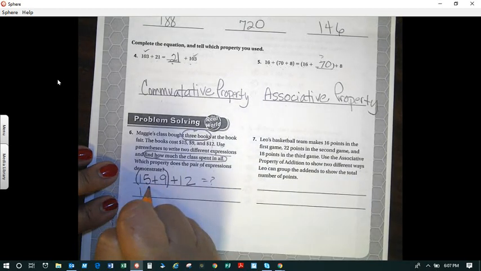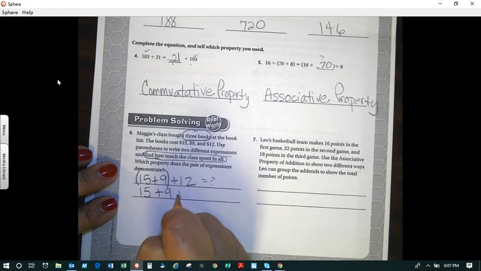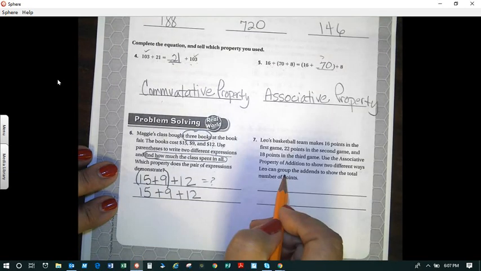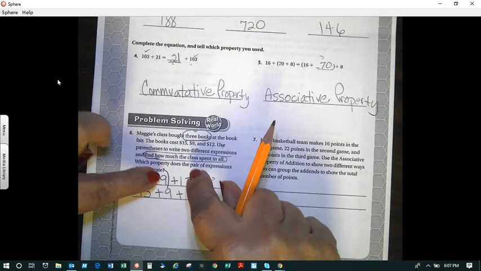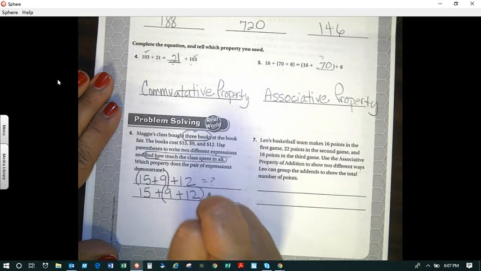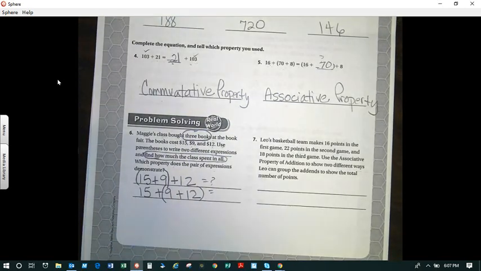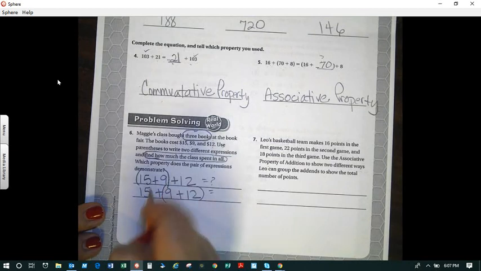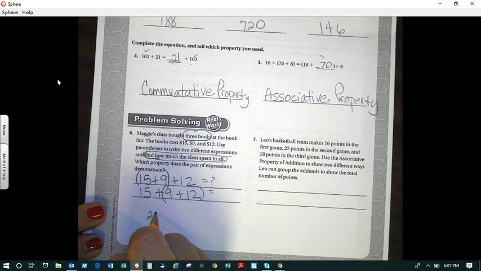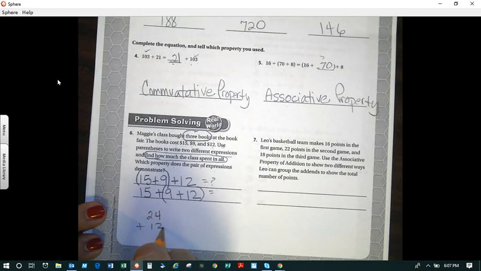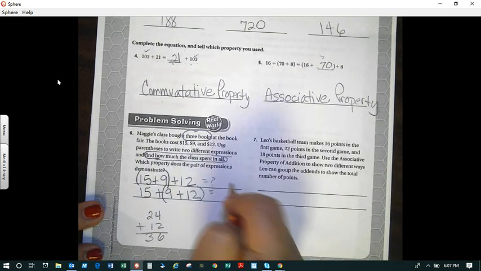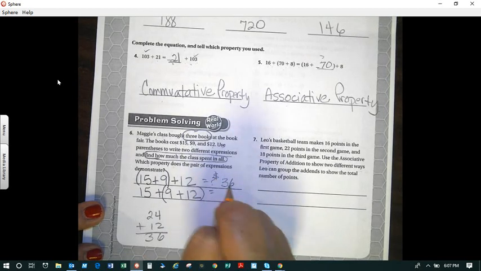I'm going to write out my numbers again. And where do you think I can group next? Yes, I can take these and group the next one. So when I'm adding them up, what does it become? Well, 15 plus 9 is what? 24 plus 12. That's exactly right. It equals 36. So they spent $36 on 3 books.